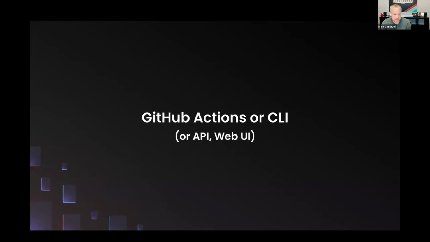How do you use Compatibility Matrix? There's a bunch of different ways. The two key ways that I want to talk about are GitHub Actions and our CLI, which can be integrated into any CI workflow. But we also have an API and a web UI, and I'll mention those also.